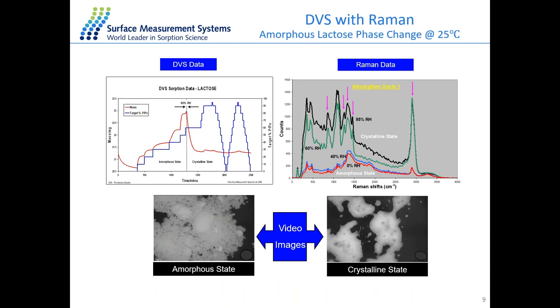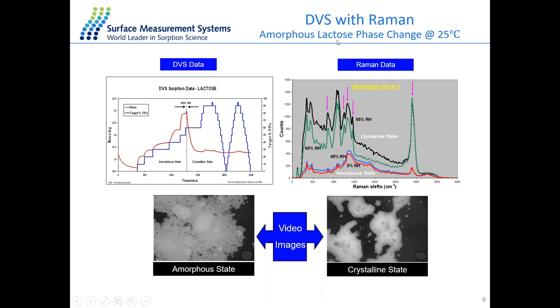And another option is DVS integrated with Raman spectroscopy, so that we can take the spectra at the end of each humidity stage when the sample is reaching equilibrium. Then we can get both the DVS data and the Raman data, as well as the video sample images at the same time, running a full DVS experiment.